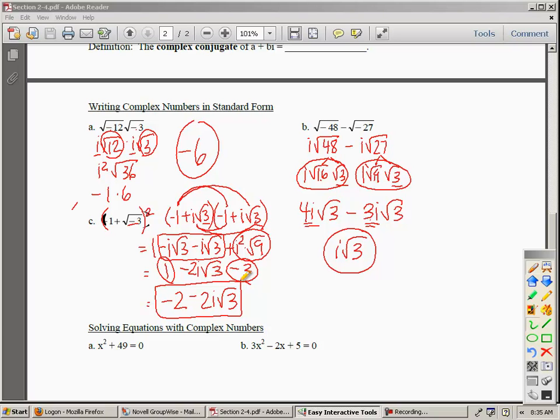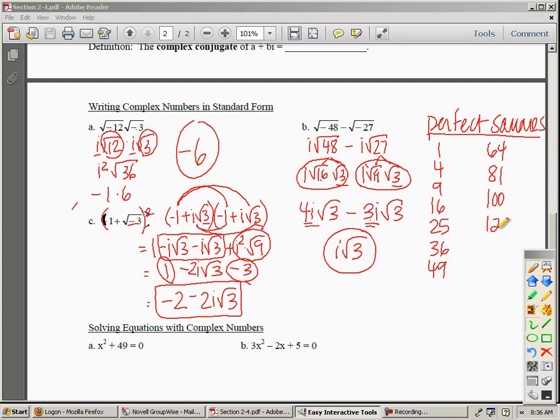Okay, so we do have some FOIL in here with i's and square roots. Biggest thing though, don't forget your perfect squares, because we're going to be breaking apart square roots again. You're looking for numbers like 1, 4, 9, 16, 25, 36, 49, 64, 81, 100, 121, 144, and you can keep going. But those are the numbers that you're looking for. Like here we did 9 and 16. Those are the numbers you're looking for when you break apart square roots.